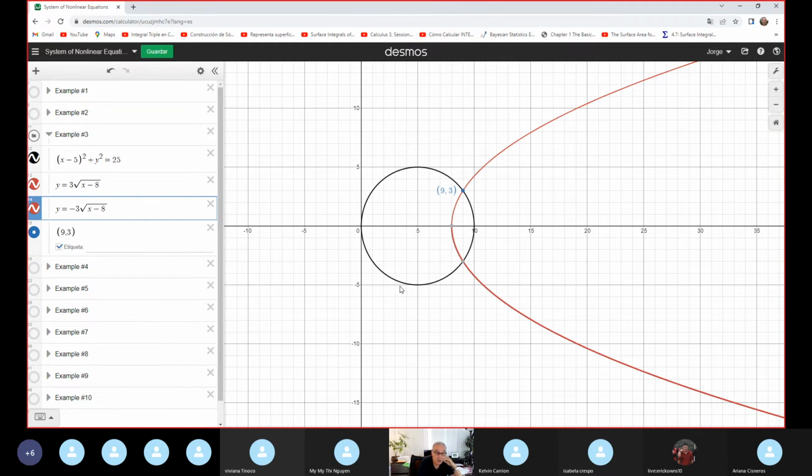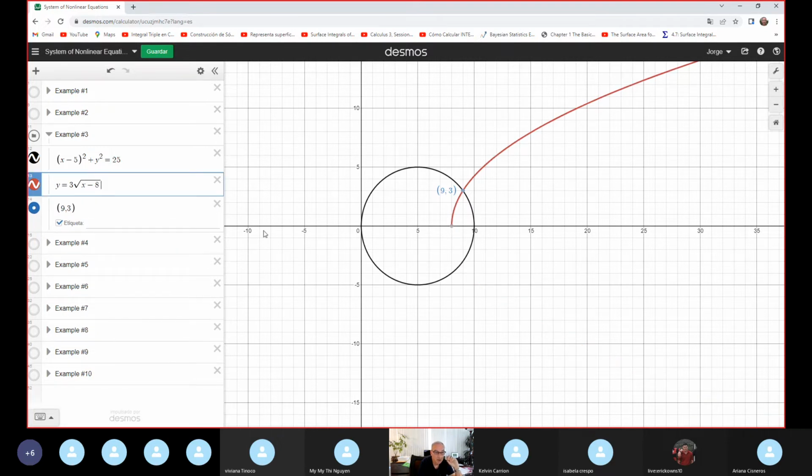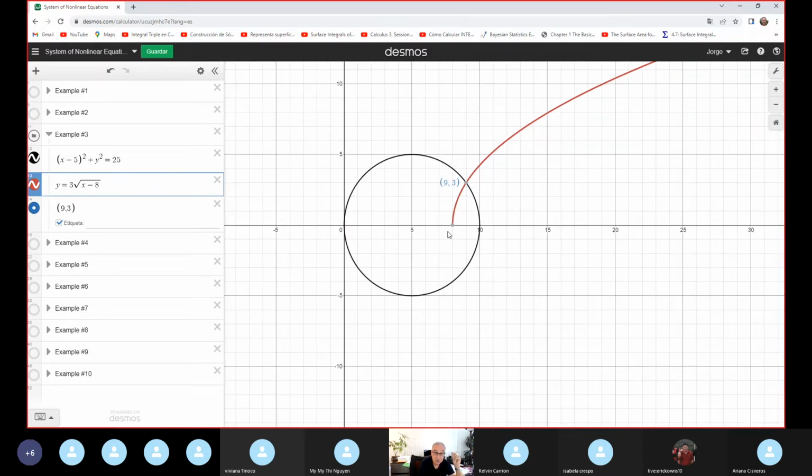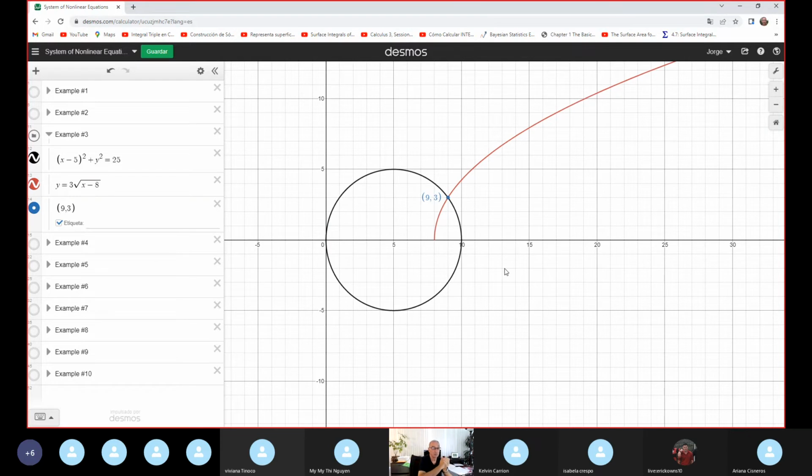But the problem is that the function is expressed in explicit form with no specification of plus or minus, only plus. That means that we need only the upper part of the parabola, not the part below the x-axis. That is the reason that we have one half of the parabola and the intersection is only one point, which is the famous point 9, 3. Clear? Okay, super. Let's move to another example.